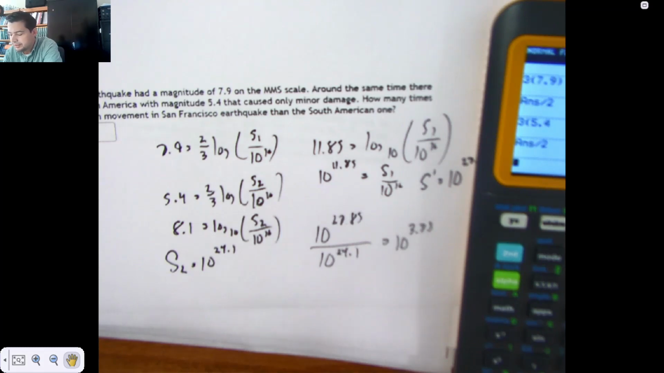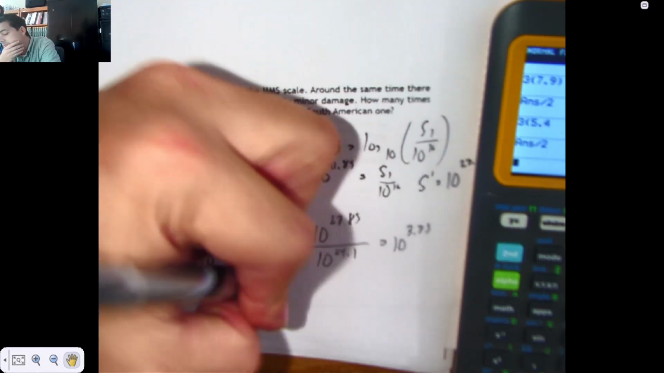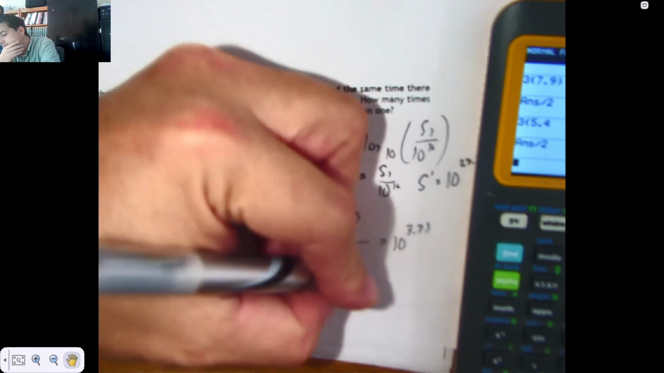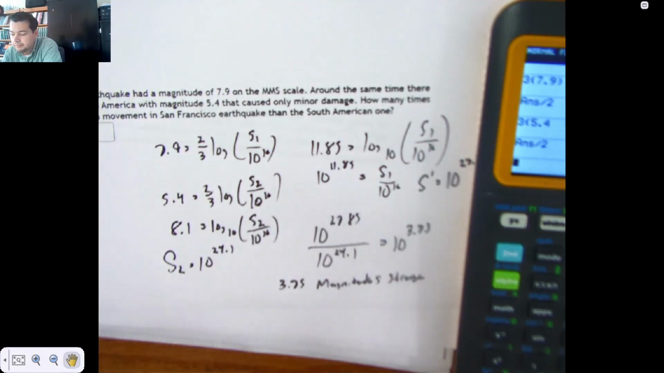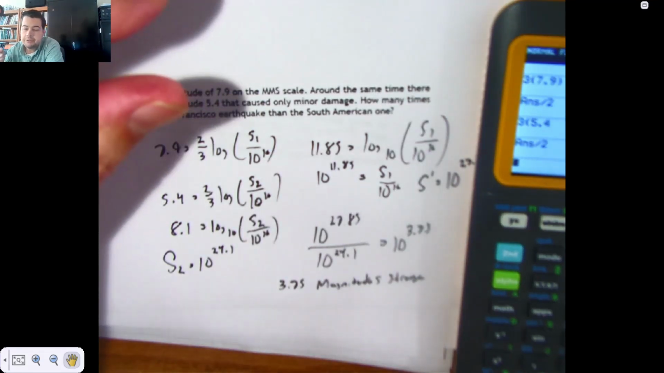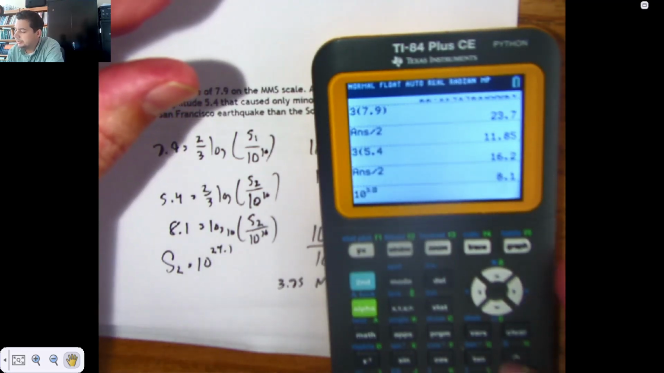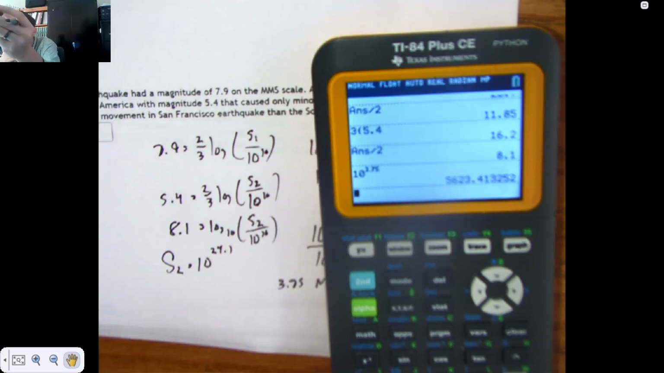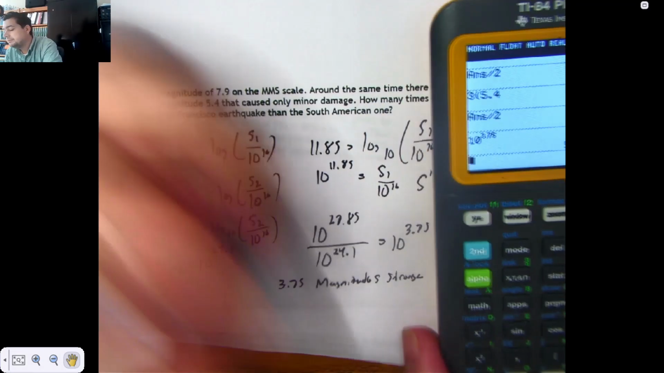There's two ways you can answer this. You can say it's 3.75 magnitude stronger. Which it is. Or you can just do this. 5,623.4 times stronger.